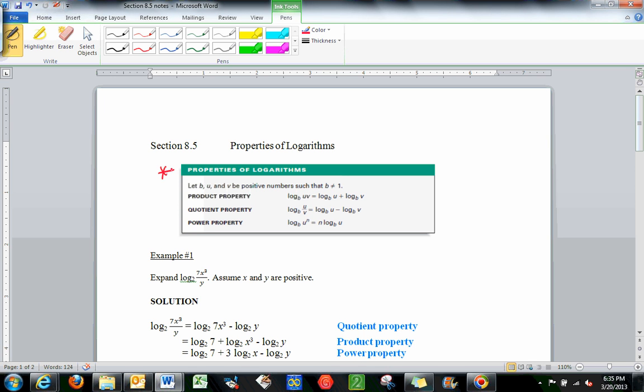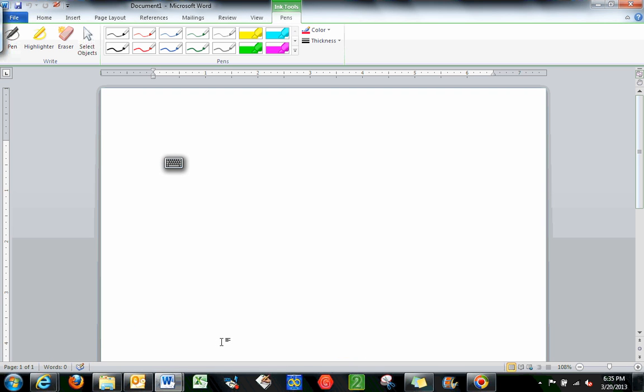Now, the names are not all that important to me personally, but your application of the property itself. And you've got to keep in mind that you can go either direction with these properties. So I'm going to go to a separate page here and talk about some language that you need to be aware of.